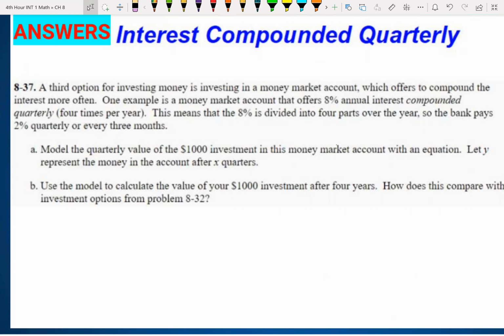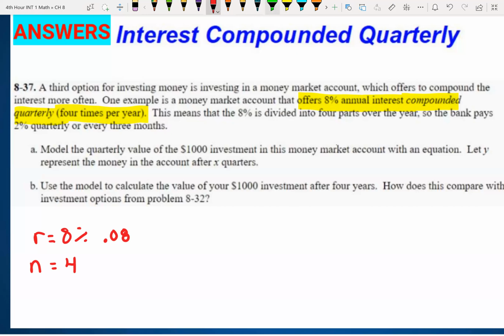All right, so we've got something going on here, 8%. Our eyes are going right to that. One example is a money market account that offers 8% annual interest, but it's compounded quarterly. And that tells us that means 4 times a year right there. So if we were to write down all those key things, we know that we're getting a rate of 8%, which is 0.08. The number of times it's being compounded is quarterly, which means 4 times. So those are some of the key pieces we know right there.